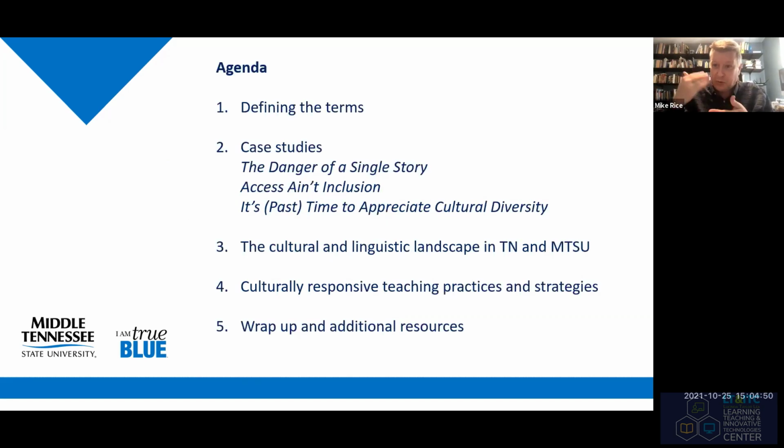I'm going to define some terms. We're going to do some breakout rooms in which you can choose which room you'd like to go into to discuss. We have a set of questions that go along with the case studies that we asked you to watch in advance. And then we'll come back together, compare what we'd said in our different groups, and then do culturally responsive teaching practices and strategies, and then wrap up and give additional resources.